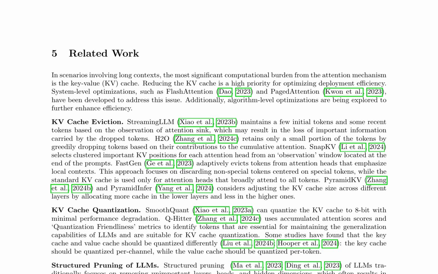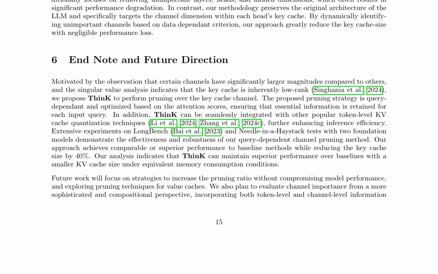Recent studies have explored various techniques to optimize the key-value cache, including KV cache eviction and quantization. StreamingLLM, H2O, SnapKV, and FastGen have proposed different methods for KV cache eviction.